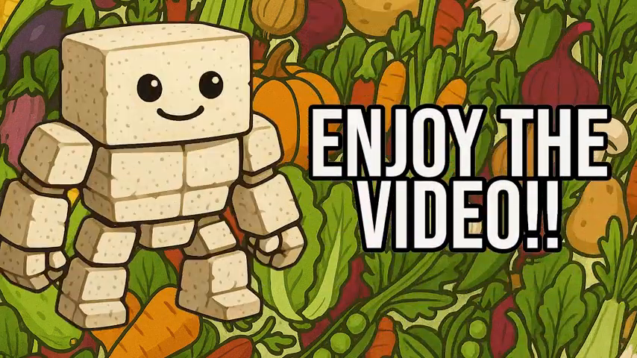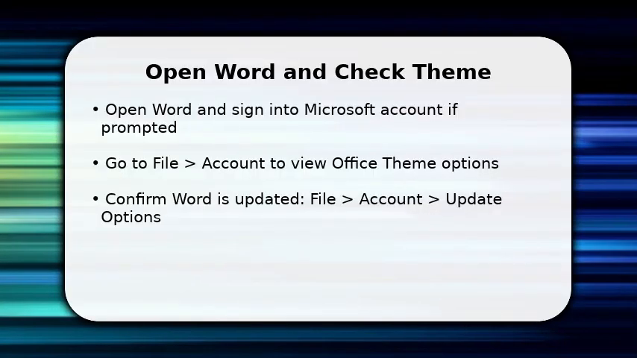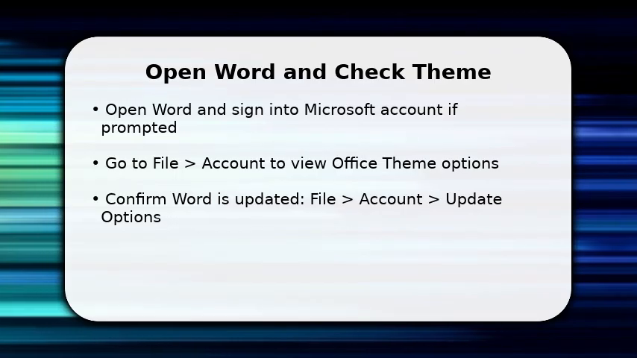Please enjoy the video. You start inside Word. Immediately open File, then Account to access Office theme. Choose the black or dark gray theme to flip the interface. This affects ribbon, panes, and background.